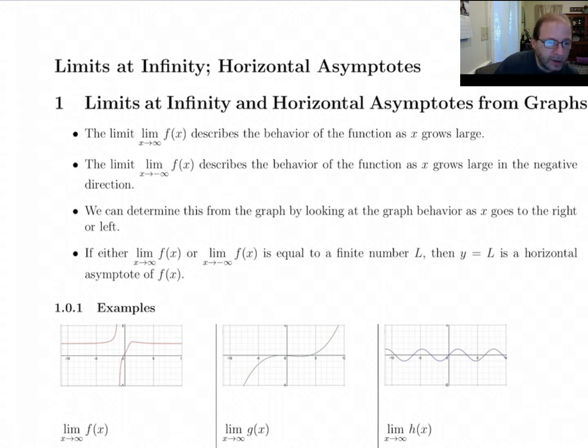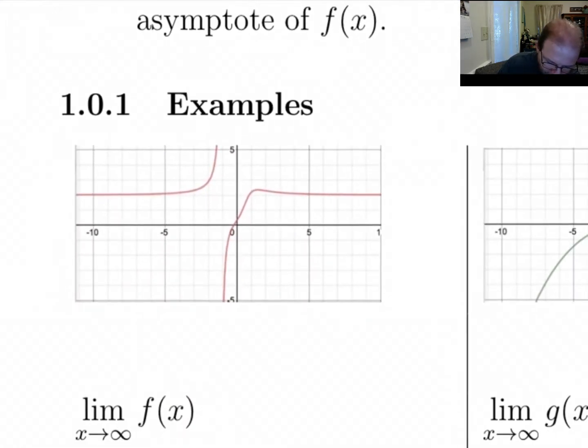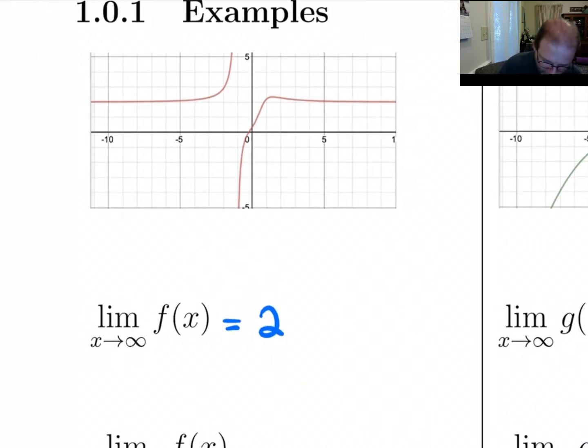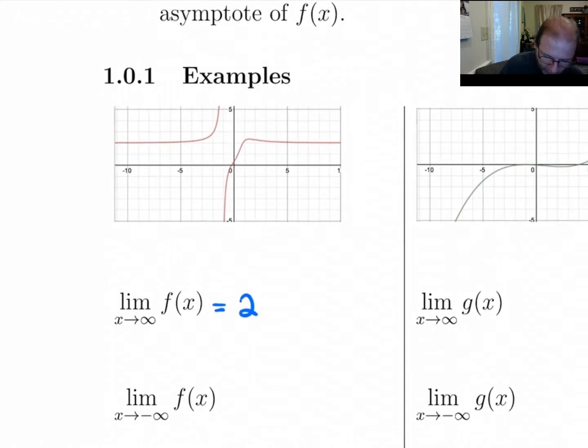Let's just look at a few examples here. This first one, as x grows large, if we trace along the graph, we're getting closer and closer to this line here. So as x goes to infinity, f of x here is going to 2. And similarly, if we go in the negative direction back here, as we travel along this line, the y coordinate gets closer and closer to 2 as x goes toward negative infinity. So this is also going to be 2.